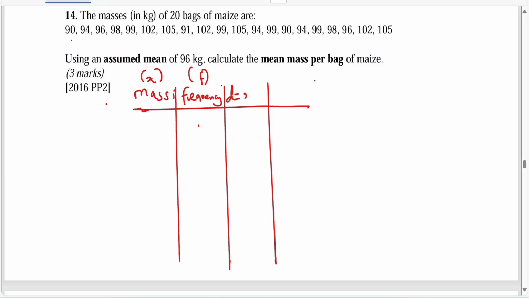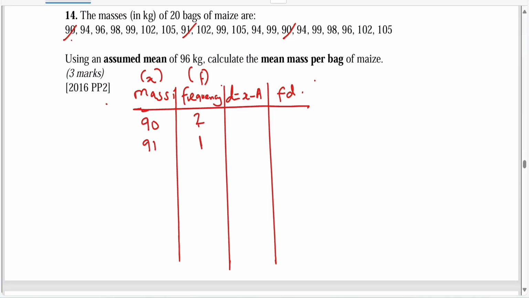Okay, D equals X minus your assumed mean, and we have FD. Your masses, let's start with 90. Look at how many 90s there are. We have 2 90s. We don't have any other 90s, if I'm not wrong. Then we have 91. Look at it carefully and see how many 91s we have. I think only 1. So frequency of 90 is 2, frequency of 91 is 1.